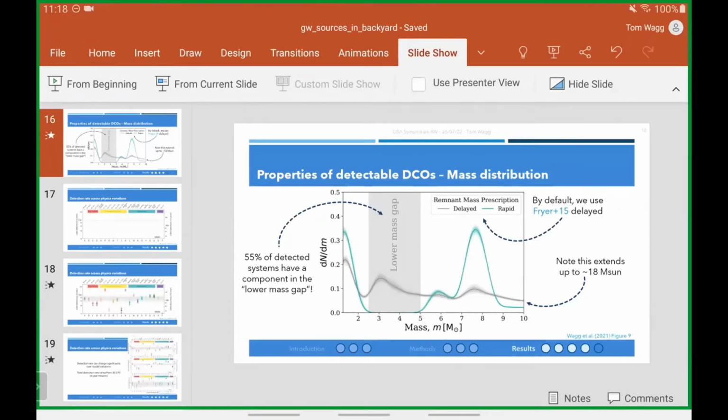Oh, the peak at like 7 or 8 solar masses in the rapid case. So this is basically entirely down to the way that the rapid remnant mass prescription is described. You get a lot of systems with different masses all placed onto the same remnant mass. And so you get this pile up at a certain mass. It's because a lot of the sources that were going to be in the mass gap get shifted higher up. So that's why you end up with that peak. Okay, thank you.